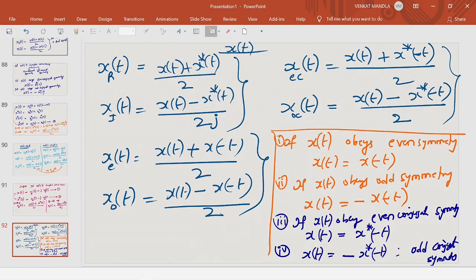Okay, so this slide is very important. Whatever I have written in this slide is very important while discussing the Fourier series properties and Fourier transform properties. Wherever I want to discuss the properties, I will discuss these concepts every time. And from these things, I have to discuss some inferences.